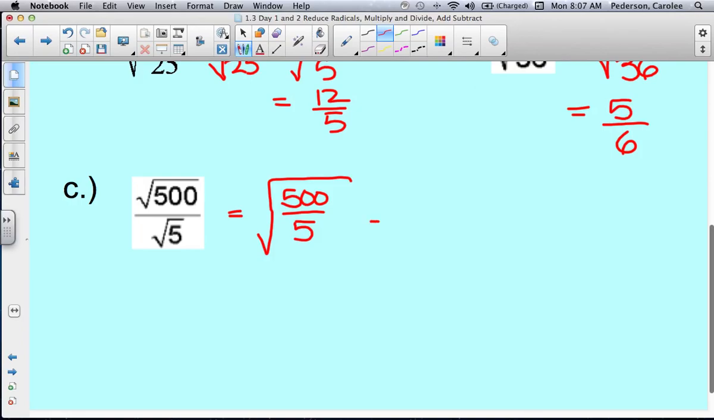And you get 100. And the square root of 100 is 10. The reason why is 10 squared. Our index is 2. So our answer is 10. Sometimes it's better to combine them back together into one radical, and sometimes you split up into two separate radicals when you do division.